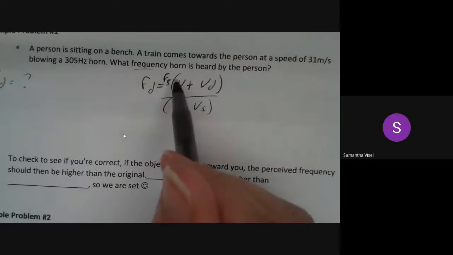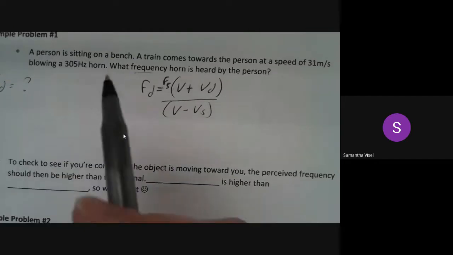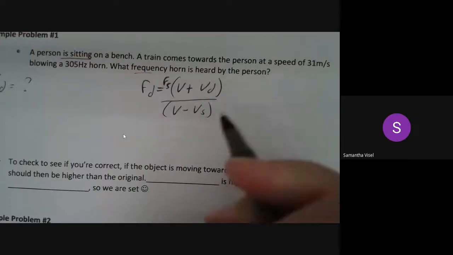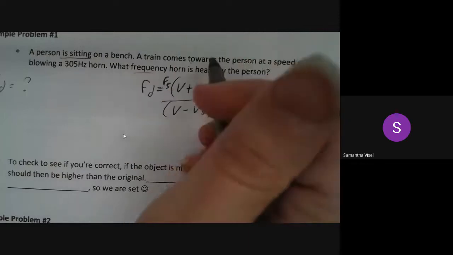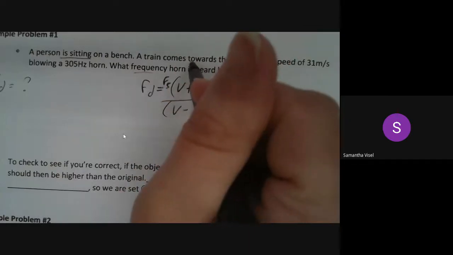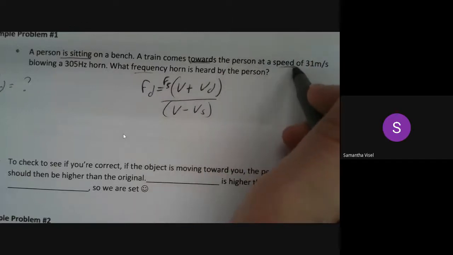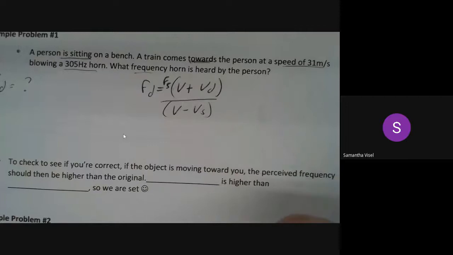But we're going to walk through each one of these variables and pick them out from our story problem here. So we have a person sitting on the bench, and a train comes towards the person. I'm going to underline keywords about moving, behavior, and how fast we're going. They're moving at 31 meters per second, blowing a 305 hertz horn.